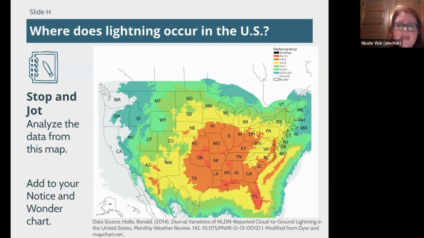What about any wonderings that you may have had looking at this new set of data? Okay, so does elevation matter? The least amount is on the West Coast. Why don't they get lightning there? How are they collecting it? Why does it get lower below Florida?